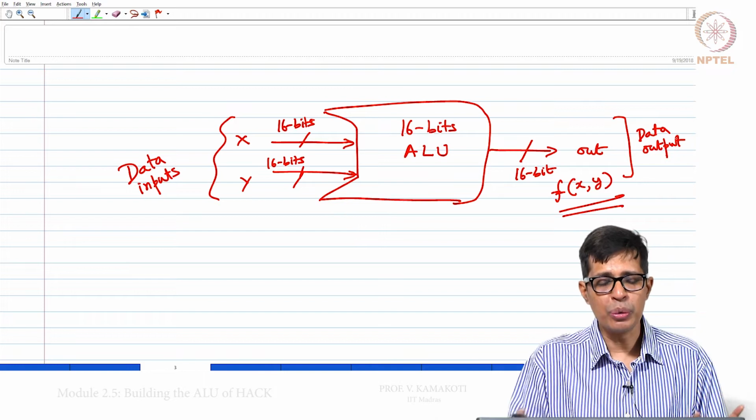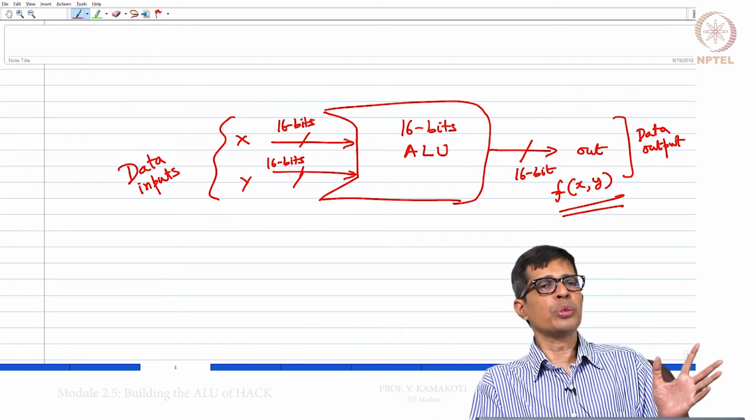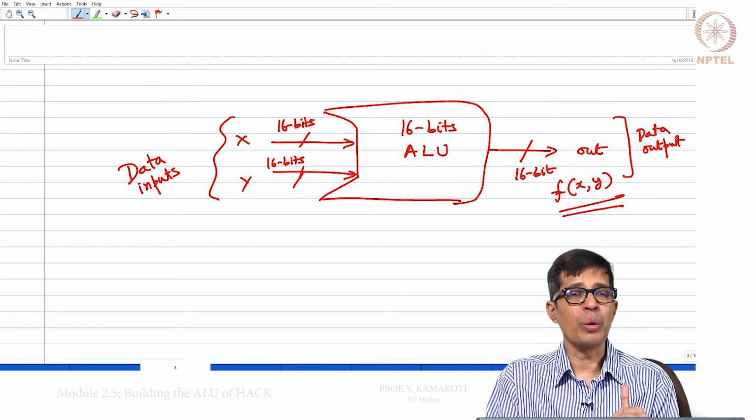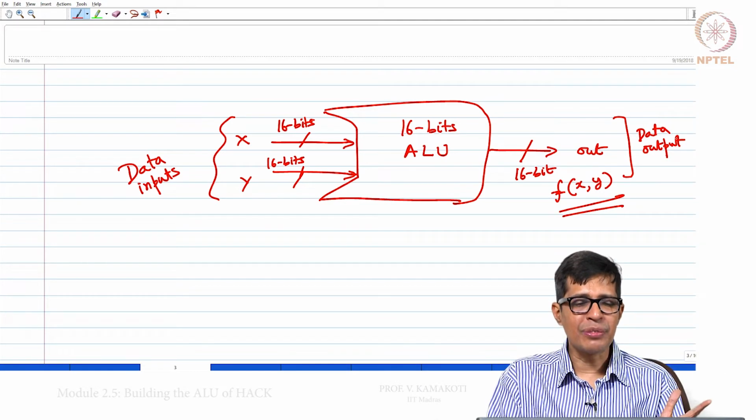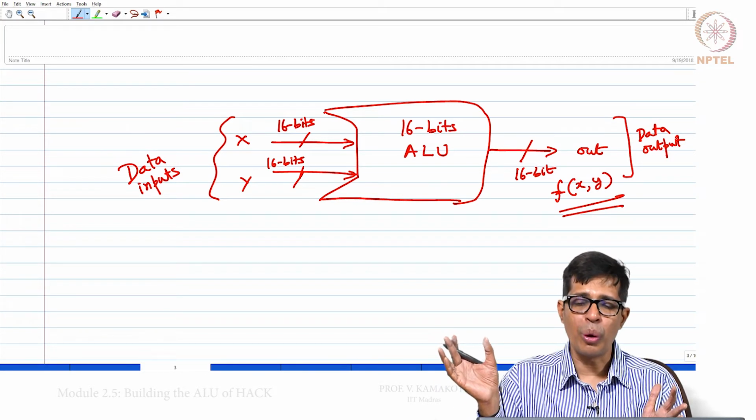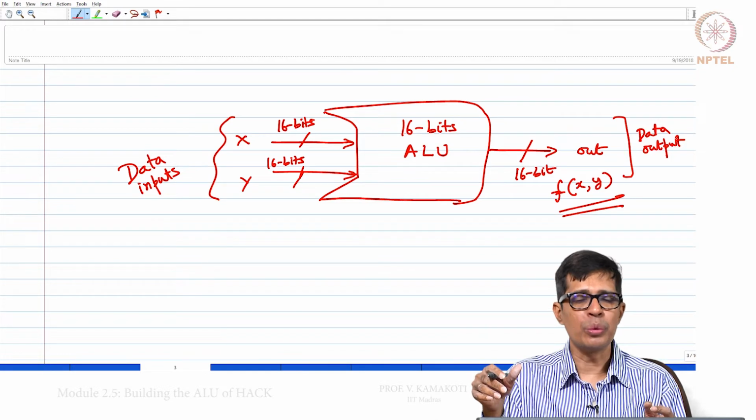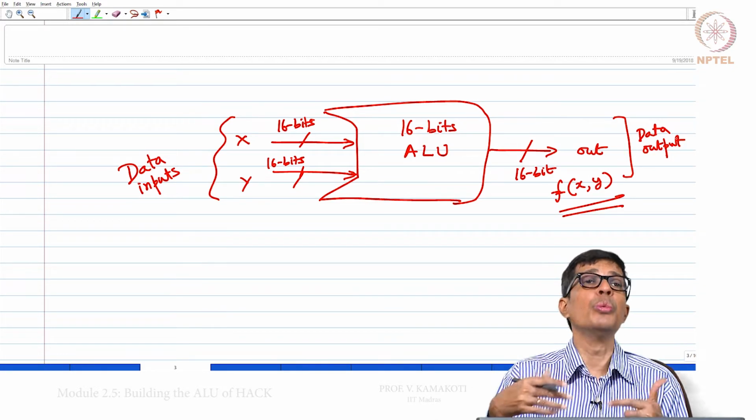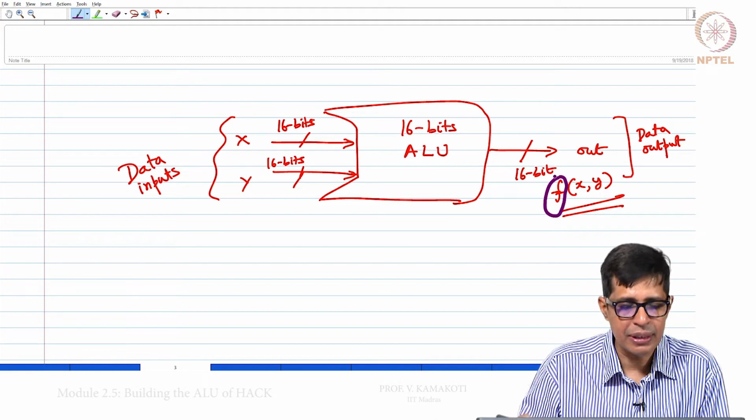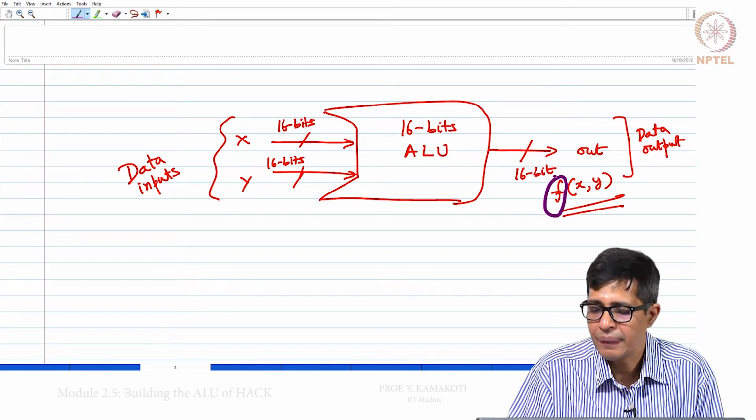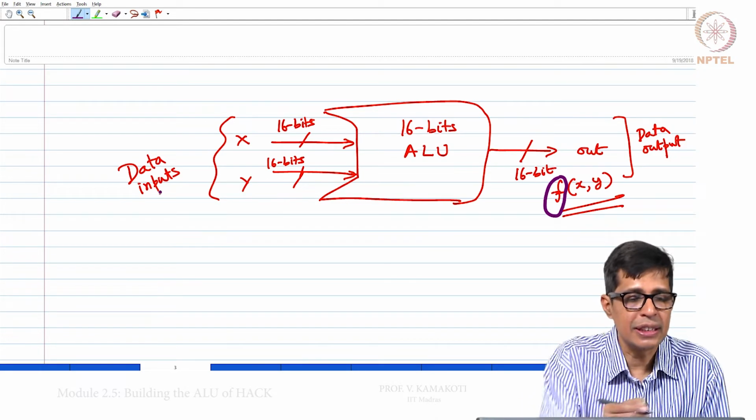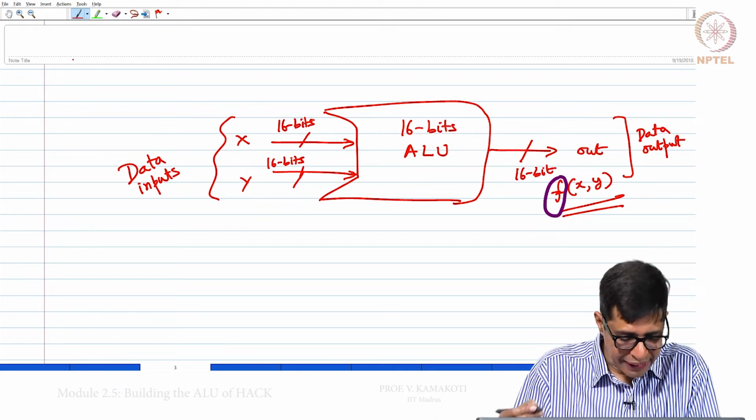When you view an ALU, you view it in two parts. One is the data part, another is the control part. The data part will tell you how the data comes in and what is the path for it to go out. The control part will tell you what the ALU will do with the data. The F here is determined by the control part of the ALU. So this is the data input and this is the data output. What are the control inputs?